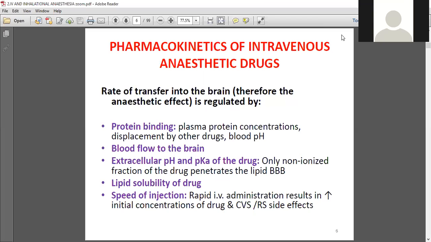Then lipid solubility of the drug, because the cell membranes in the body are lipids, right? So for the drug to be effective, it should have good lipid solubility to easily cross over. Then speed of injection. Rapid IV administration results in increased initial concentrations of the drug and CVS and respiratory side effects. I think you've understood.